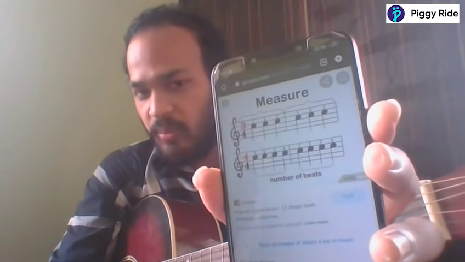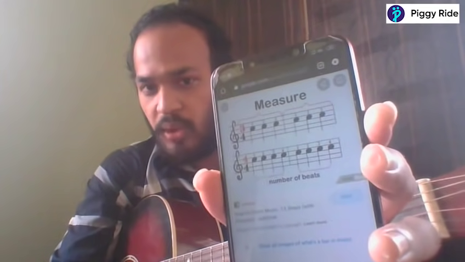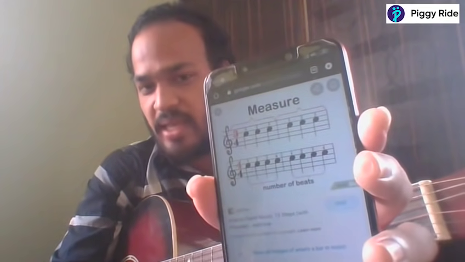You can count that beat with your foot or with a hand. You must play in a proper tempo. Tempo is the pace at which we play the entire song.